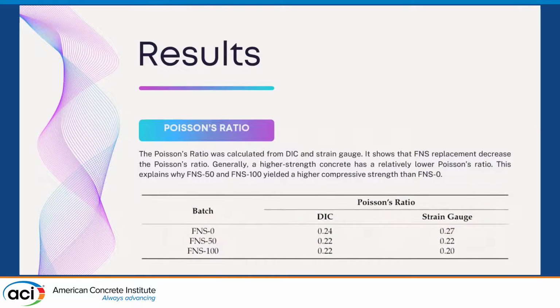Okay, the next one is about the Poisson ratio. From this research, we get that FNS replacement actually decreases the Poisson ratio of the concrete, as generally the higher the compressive strength of the concrete, the lower the Poisson ratio is. And from the graph of the compressive strength, we see that FNS replacement increases the compressive strength of the concrete, so it decreases the Poisson ratio.